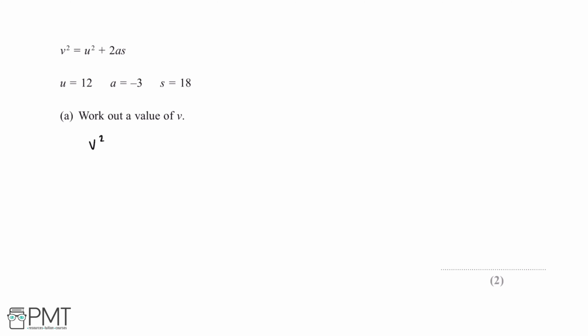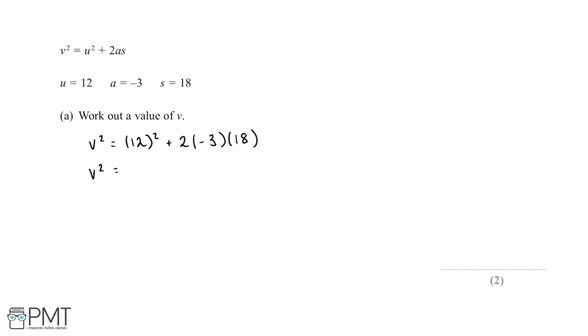So v squared is equal to u squared, and if our value for u is 12, then u squared will be equal to 12 squared. And 2as will be equal to 2 multiplied by -3 multiplied by 18. So now what we need to do is simplify this down.